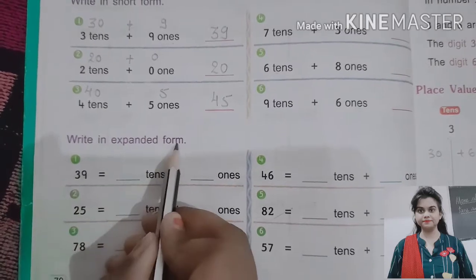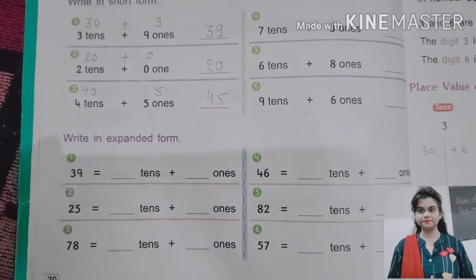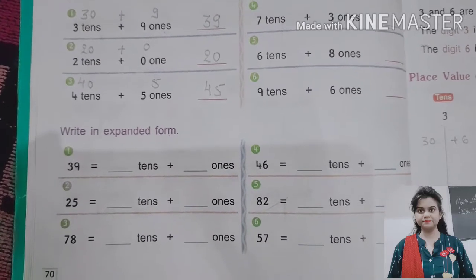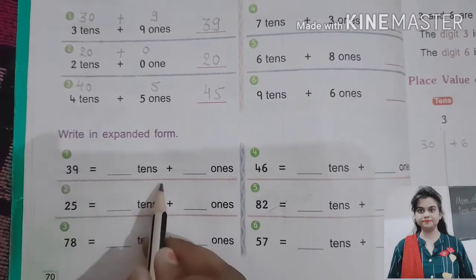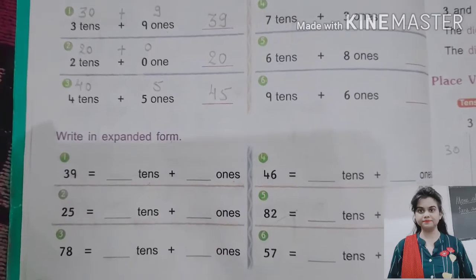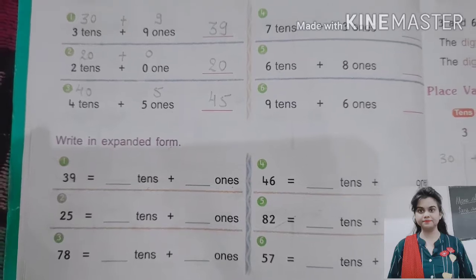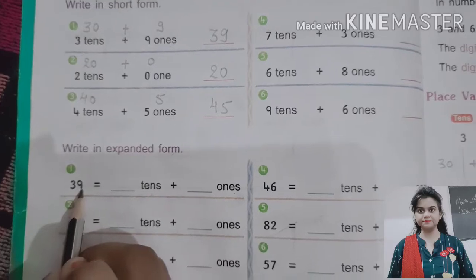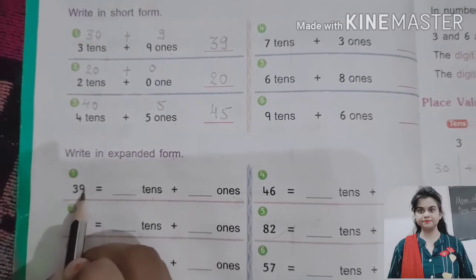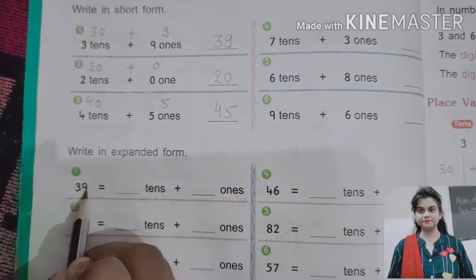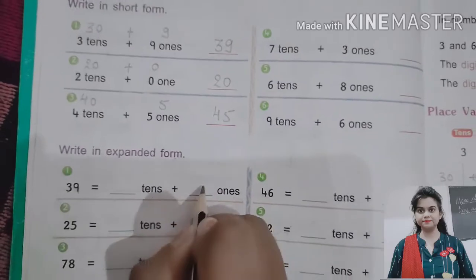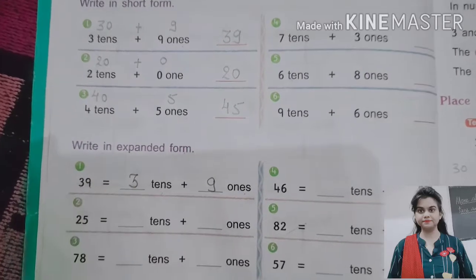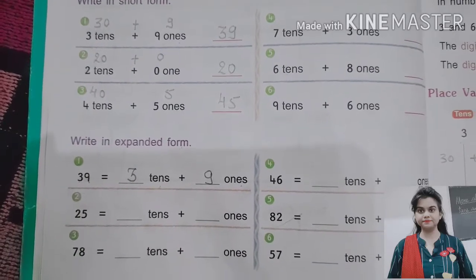Next is write in expanded form. As you know already, we learn the numbers, we count the digits from right to left, right? So you have to expand these numbers in the form of ones and tens, okay? So start counting from the right to left. Here number 39. First number is 9. That means this 9 is in which place? Ones place. So we will write here 9 ones and 3 is in tens place. So we will write here 3 tens. 3 tens and 9 ones.